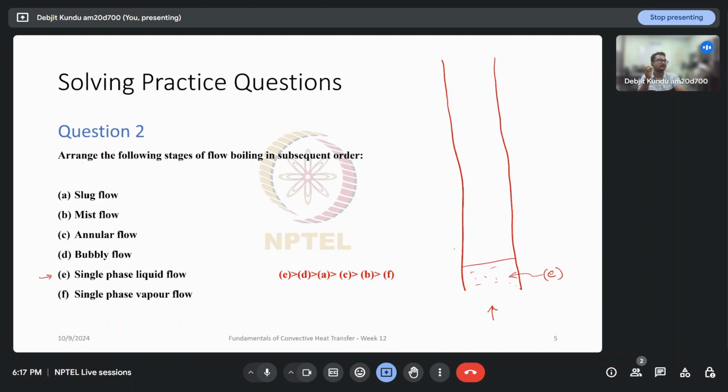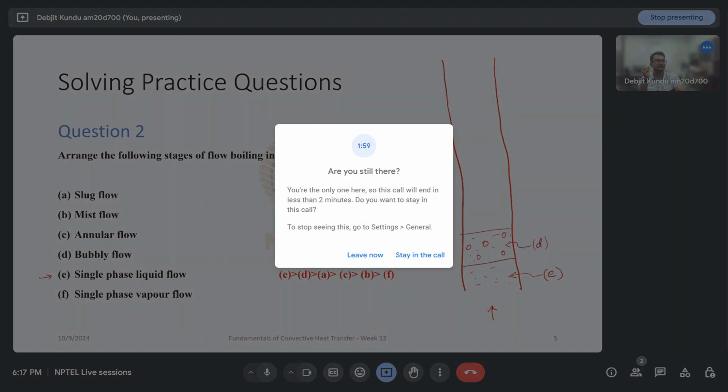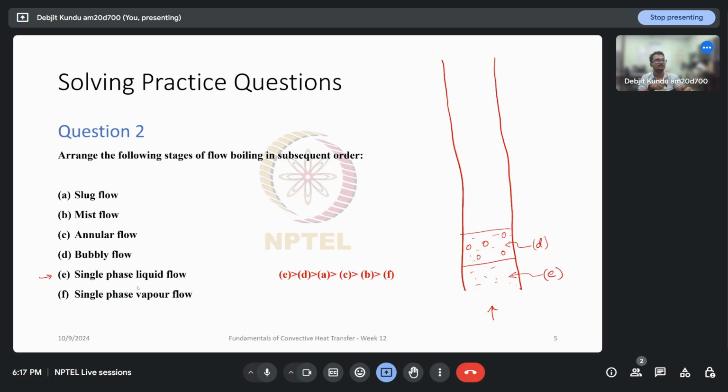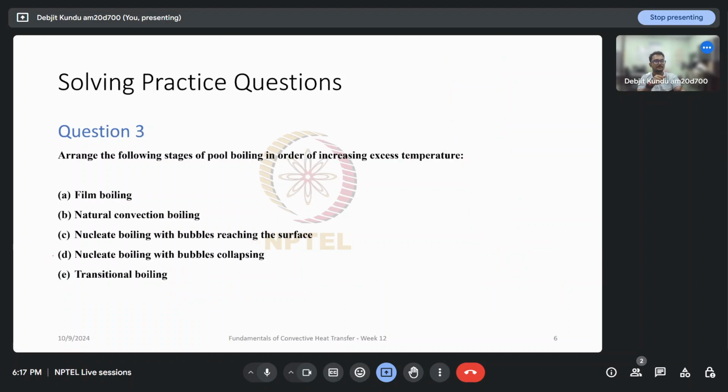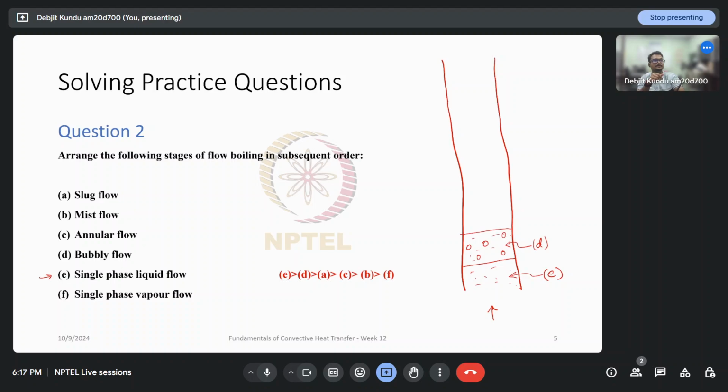Then, just like in nucleate boiling, little bubbles will start forming, and they will flow along with the liquid. So I'll have majorly liquid in this entire region with small vapor bubbles here and there, interspersed within the continuous medium, which is still majorly liquid. So this regime is known as bubbly flow because there is a liquid flow with bubbles entrapped within it. So that's option D, bubbly flow.